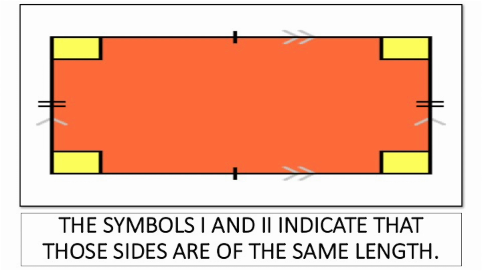The symbols 1 and 2 indicate that those sides are of the same length. For example, is this side the same length as this side? Is this side the same length as this side? No. Exactly. You can see they've got different markers. How about, is this side the same as this side? Yes. So you can see the different symbols tell us the different sides are the same length.